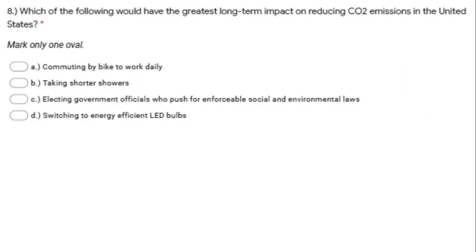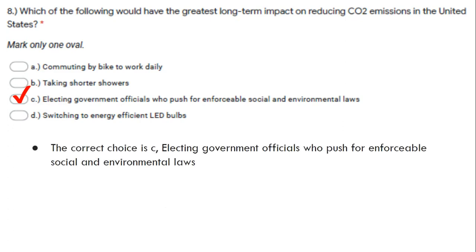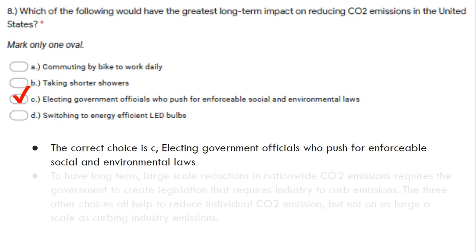All right, question 8. Which of the following would have the greatest long-term impact on reducing CO2 emissions in the United States? Is it A, commuting by bike to work daily, B, taking shorter showers, C, electing government officials who push for enforceable social and environmental laws, or is it D, switching to energy efficient LED bulbs? Right, the correct answer is C, electing government officials who push for enforceable social and environmental laws.